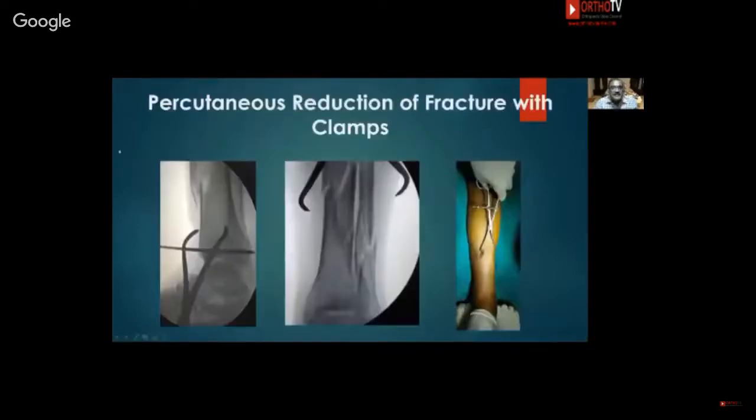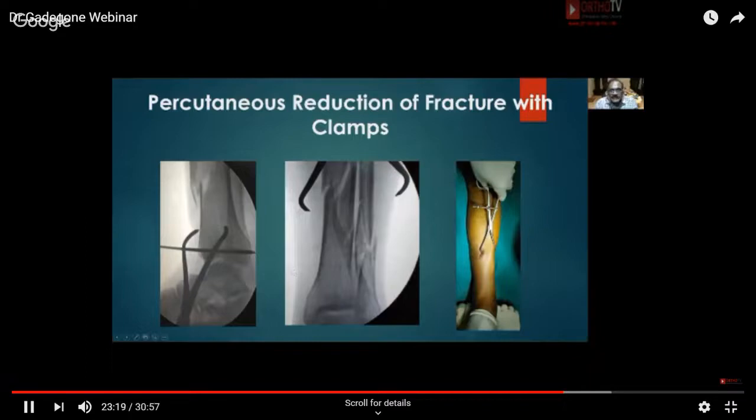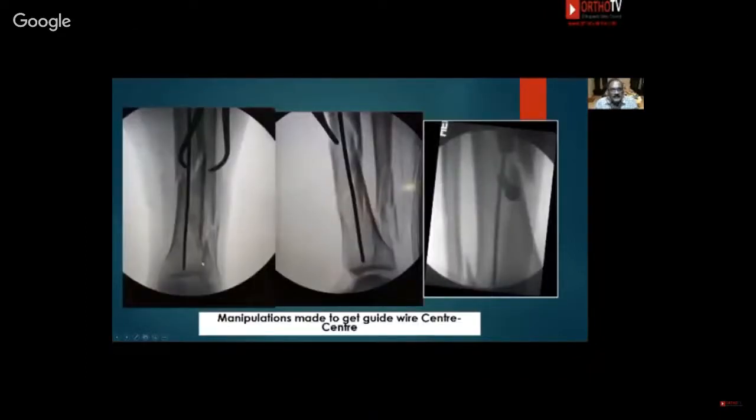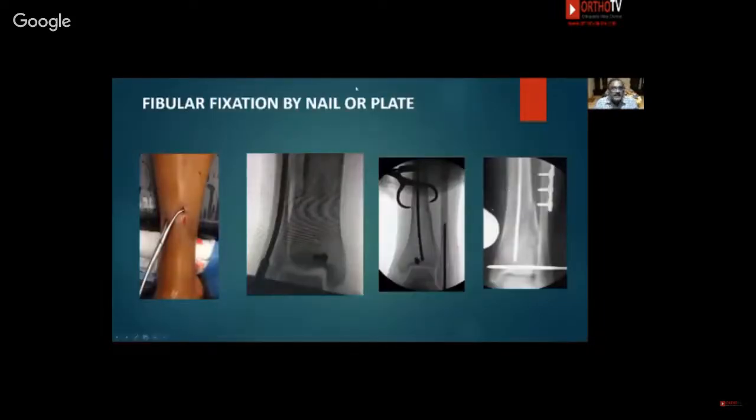And then this is how it is, a percutaneous reduction of the fracture with clamps. The intra-articular fracture is fixed. This is the clamp, and the guide wire is passed. Manipulation is made to put the guide wire in the center. And if it is not there, then you can use a polar screw to guide the guide wire. Fibular fixation by nail or plate.